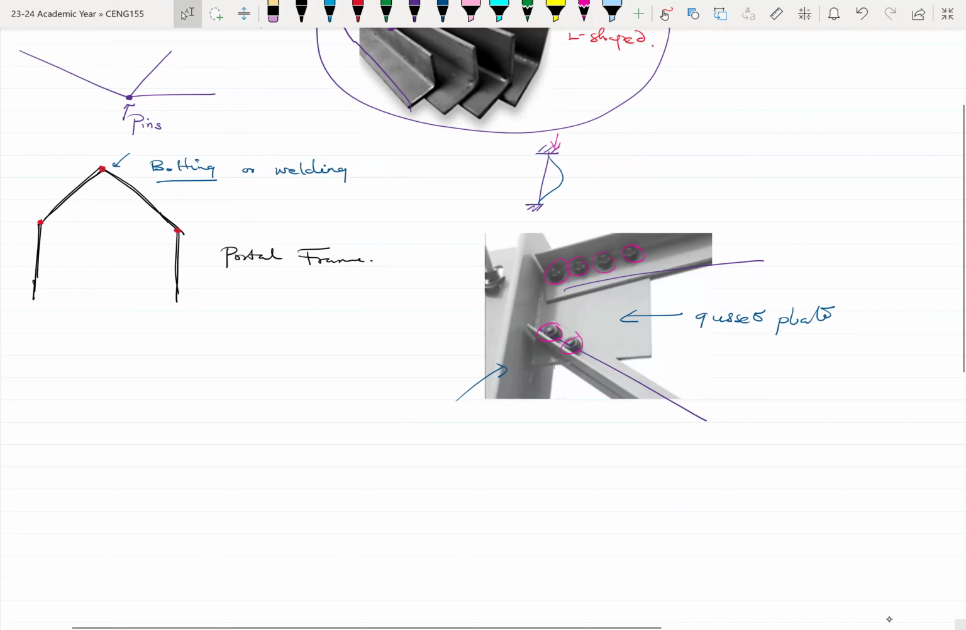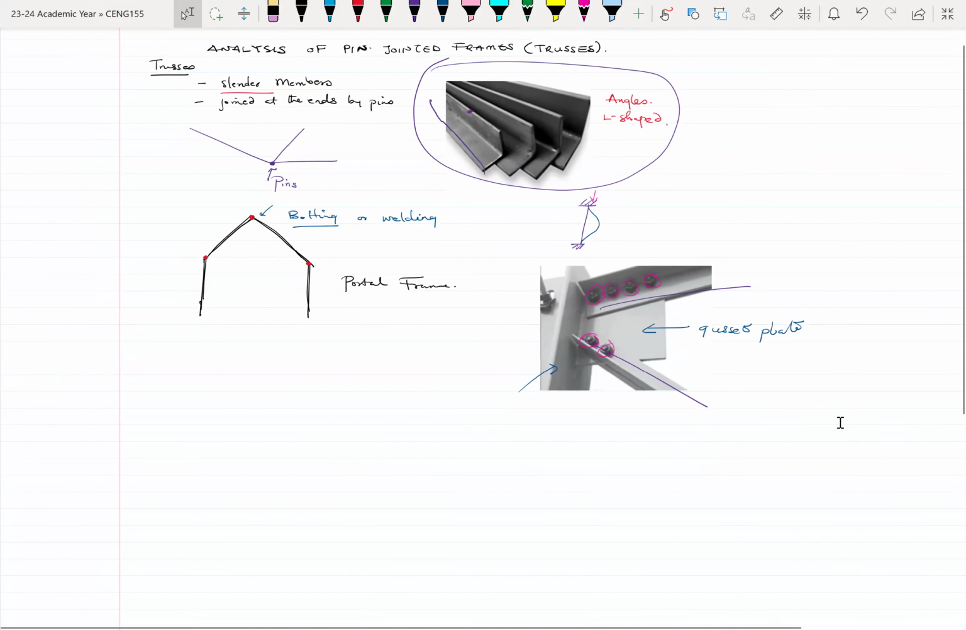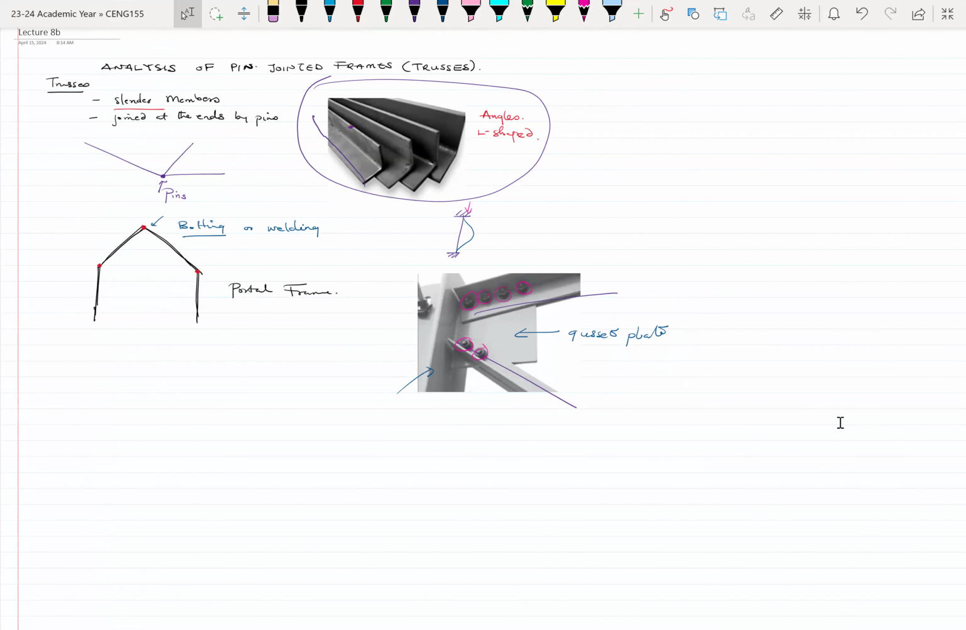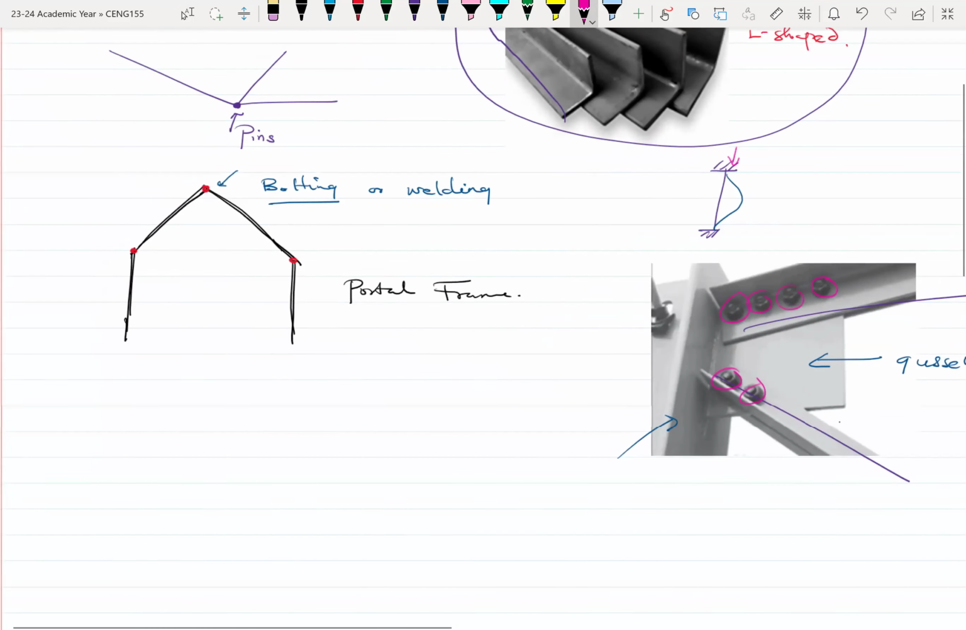So these are how we represent pin joints. We assume that at the connections, the behavior is like a typical hinge, right? So it's either pins or hinge. We mostly just say pin joints, right? All right. So the behavior is a pin system, and they are commonly used for roofs.